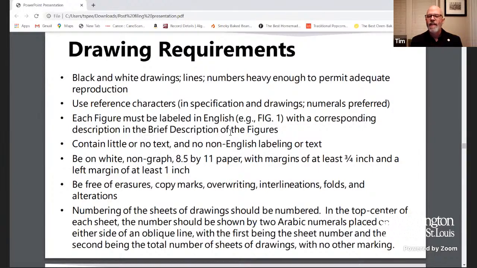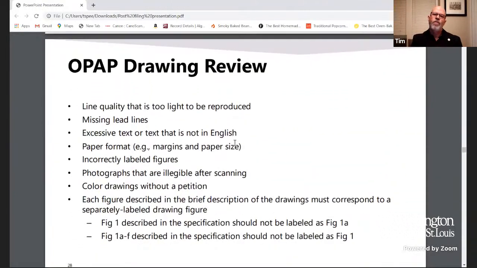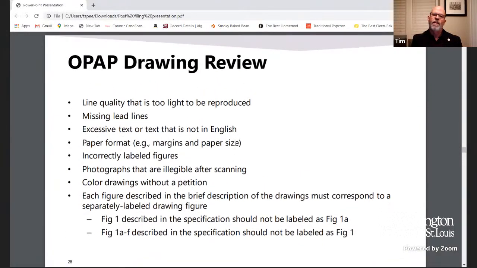Typically, they contain little text, although as we've got to the point where people are doing a lot of the data stuff and a lot of those algorithms, I think we're seeing a lot of stuff where there really is more written stuff, because these are just flow charts, algorithms. They're describing how things are being done. They need to be numbered consecutively, free of erasures, all that sort of stuff. And when you get ready to file the drawings in your application, you'll be looking into all of that.